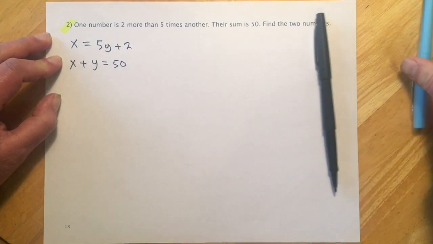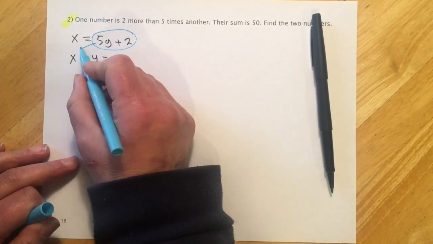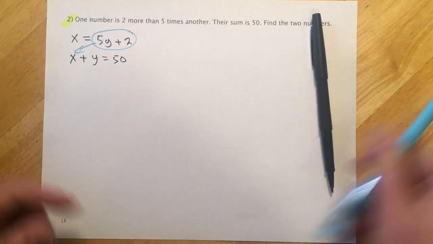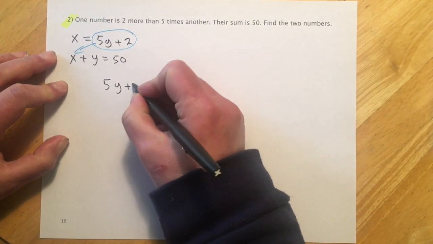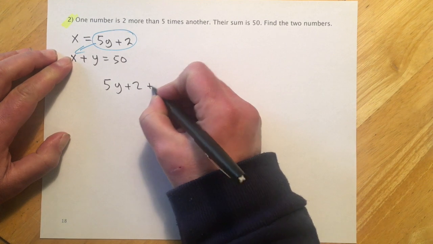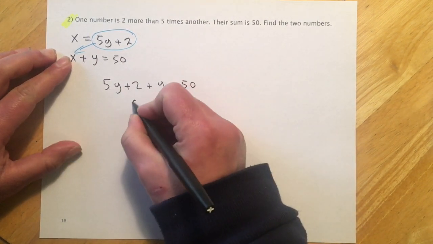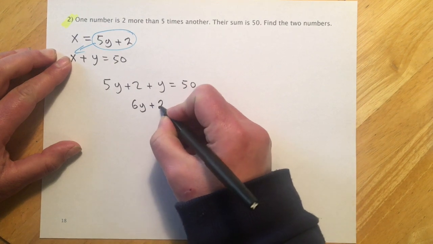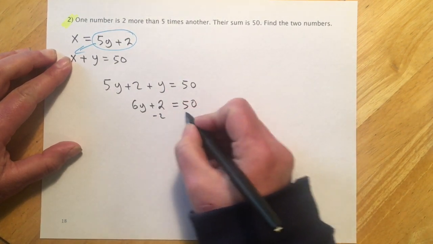And then again, it's set up for a substitution. So I'll take this and drop it right in there for that x. And that's going to give me 5y plus 2, so that's x, plus y equals 50. 5y and y will give me 6y plus 2 equals 50. And then I can subtract my 2.